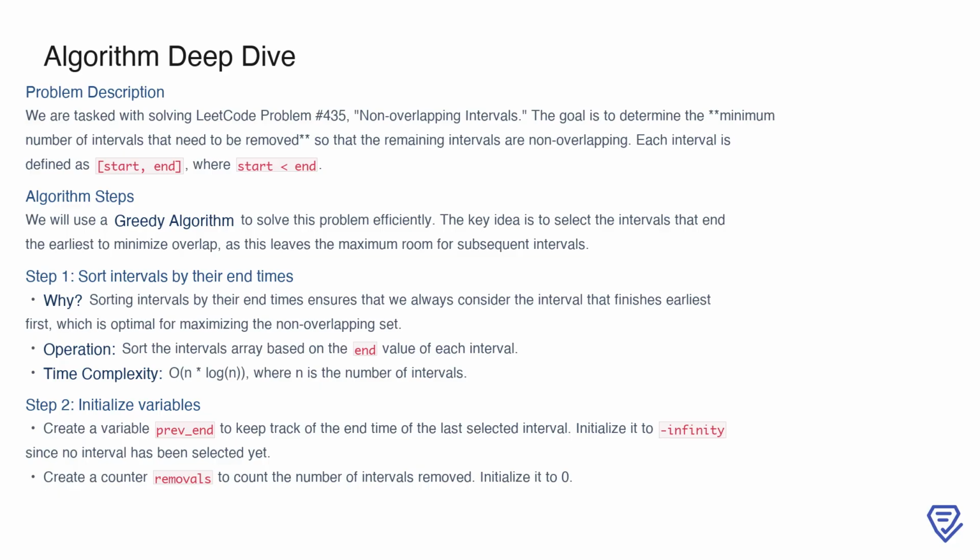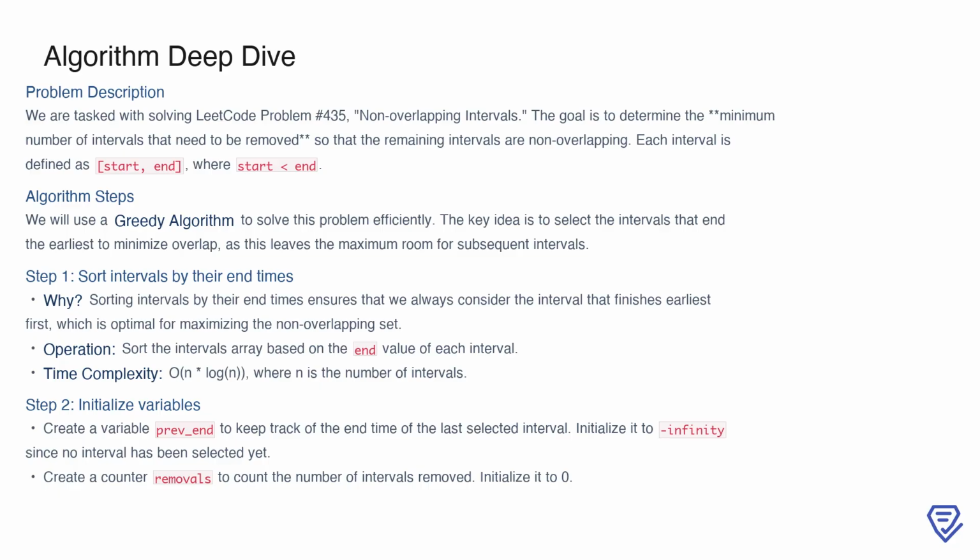The core idea is to always prioritize intervals that end the earliest, as this strategy maximizes the available space for subsequent intervals and minimizes overlaps. The first step is to sort the intervals by their end times. This ensures that we always consider the interval that finishes first, which is key to making optimal decisions. Sorting the intervals has a time complexity of O(n log n), where n is the number of intervals.